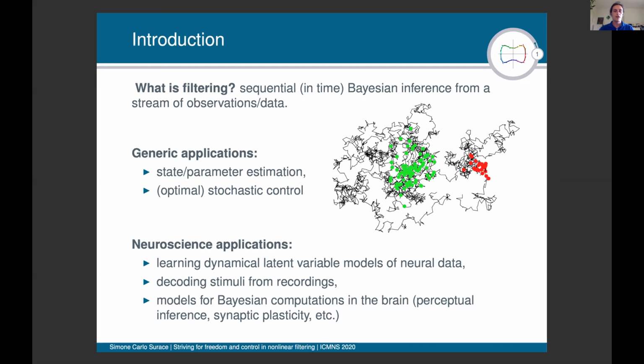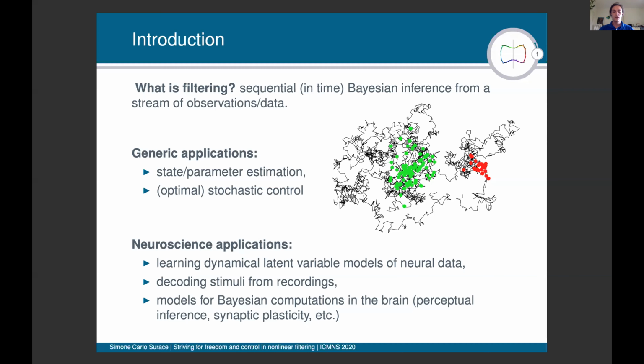Within neuroscience, there are many different applications. One of them would be to learn dynamic latent variable models from neural data. Another one would be for decoding the stimuli from neural recordings, as in this picture here. If we have an animal which is taking a walk in the plane, and then we have neural recordings from place cells, we could do filtering in order to decode the position from those neural recordings.